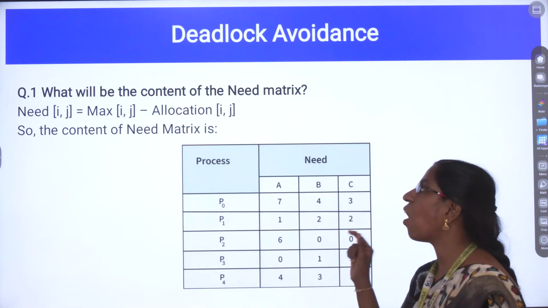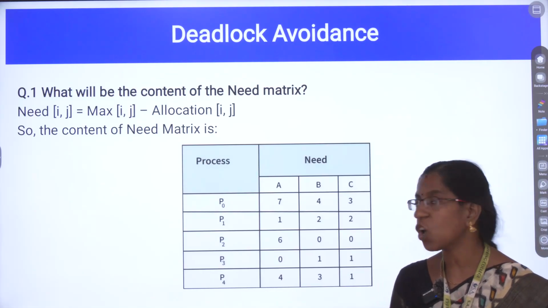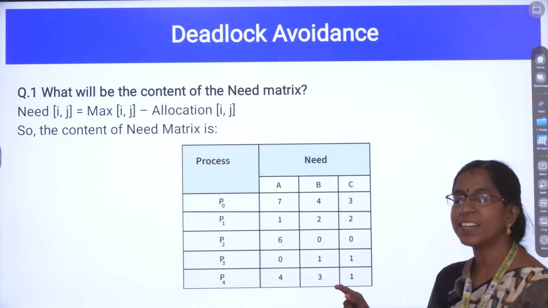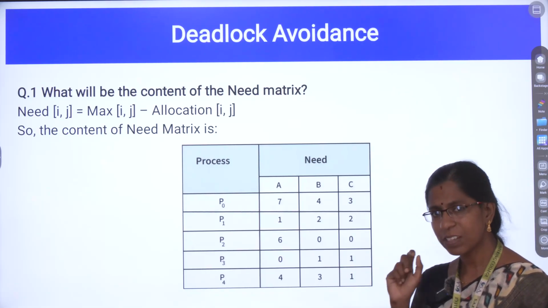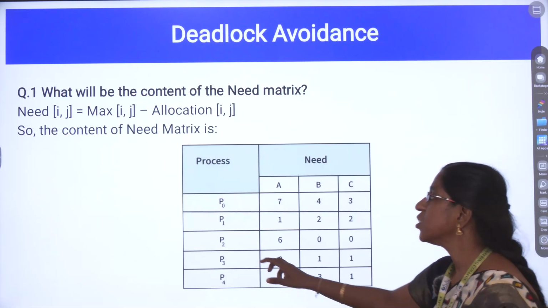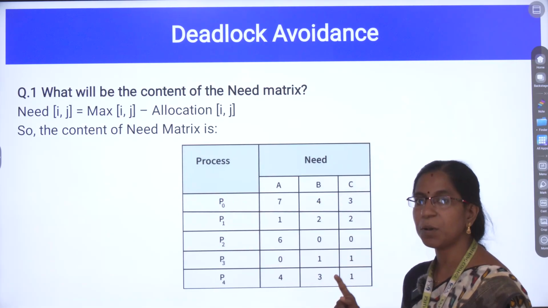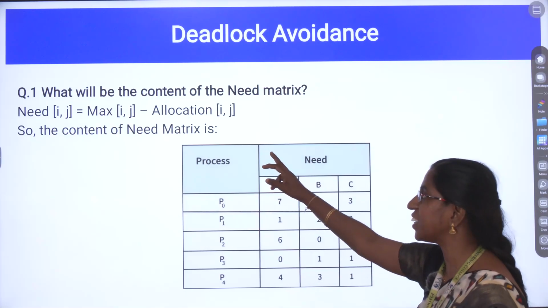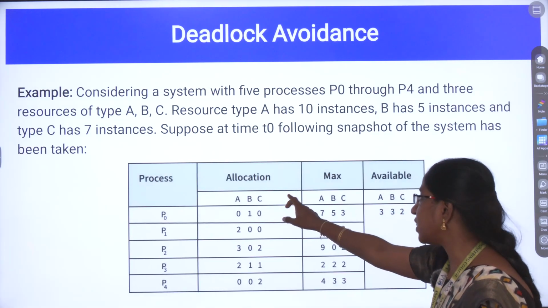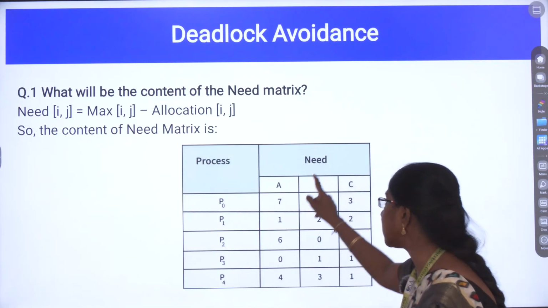First question, what will be the content of the need matrix? The need matrix is based on our maximum and allocation of resources. Need is a 2-dimensional array that depends fully upon the maximum and allocation. So the formula is Need[i][j] = Maximum[i][j] minus Allocation[i][j]. From our previous table of allocation and maximum, we want to calculate each and every process's need.